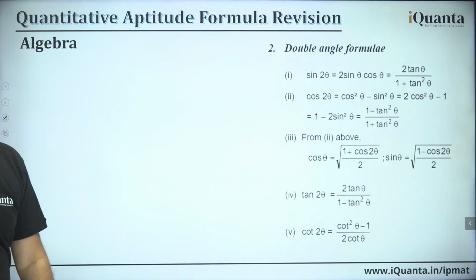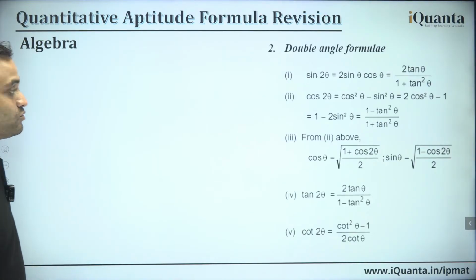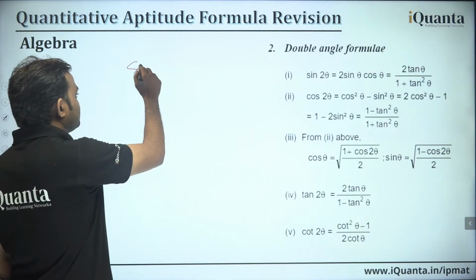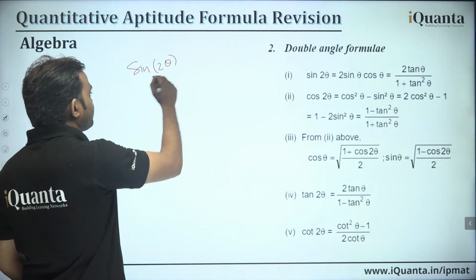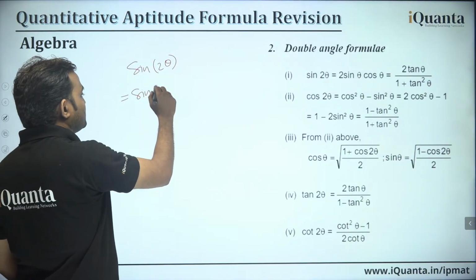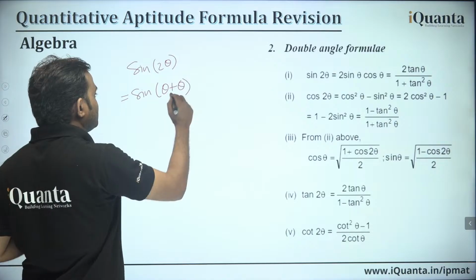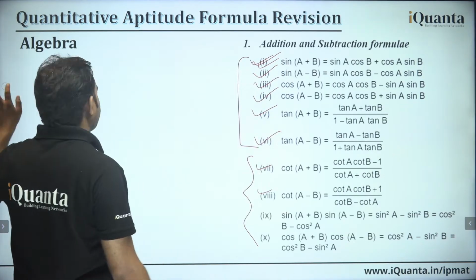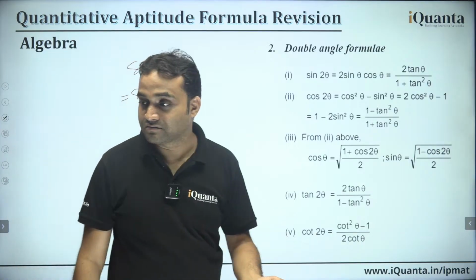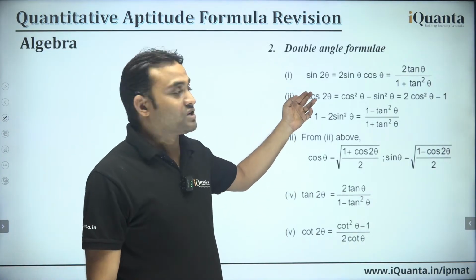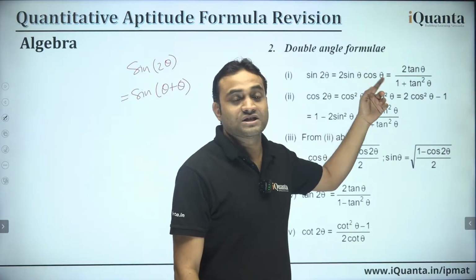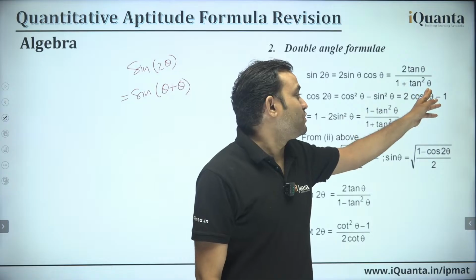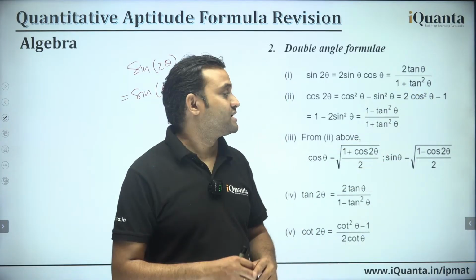Then comes the double angle formula, sin 2 theta. Sin 2 theta can be written as sin theta plus theta, and from there you can use this one, sin A and B, both of them you can put theta. Then sin 2 theta is equal to sin theta into cos theta into 2, which can also be written as 2 tan theta upon 1 plus tan square theta in terms of tan theta.